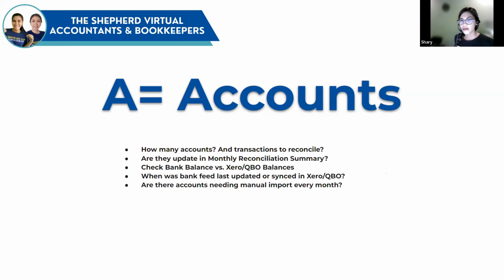So let's say for the Amex, meron kang 50 transactions. For PayPal, meron kang 50 again. And then for the 2 bank accounts, meron kang 160. So, lagay mo dun sa assessment mo. Okay? And then, also check if updated ba yung monthly reconciliation summary.